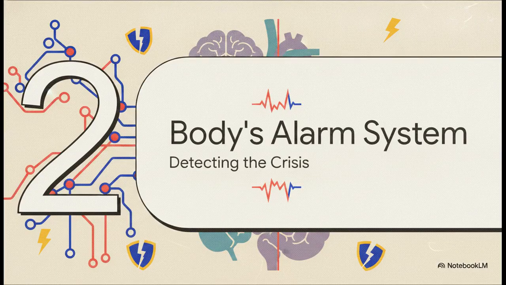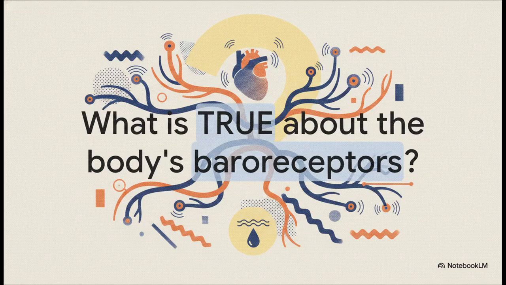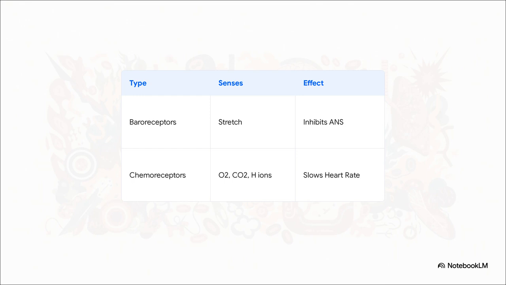Moving right along to Section 2, the body's alarm system, and how the nervous system detects the crisis. Now here's a phenomenal exam pearl to explore exactly how our internal sensors react to dropping blood pressure. What is true about baroreceptors? A. They're activated in hemorrhage with low left atrial pressure. B. Receptors in the aortic arch and carotid bodies inhibit the autonomic nervous system when stretched. C. Stretching induces increased autonomic output. Or D. None of the above. The correct answer is B.